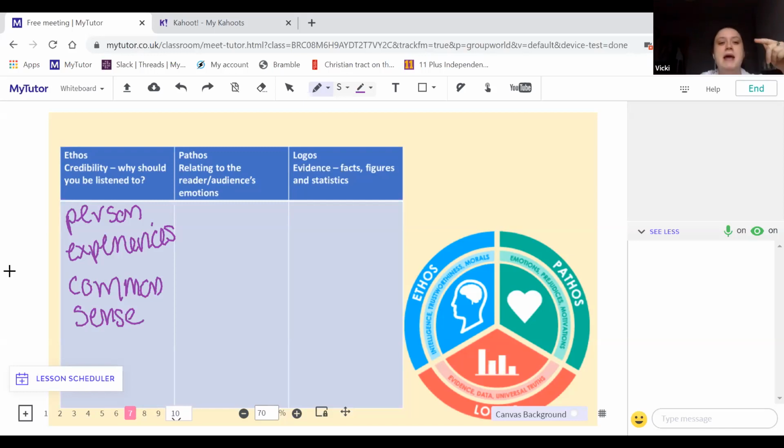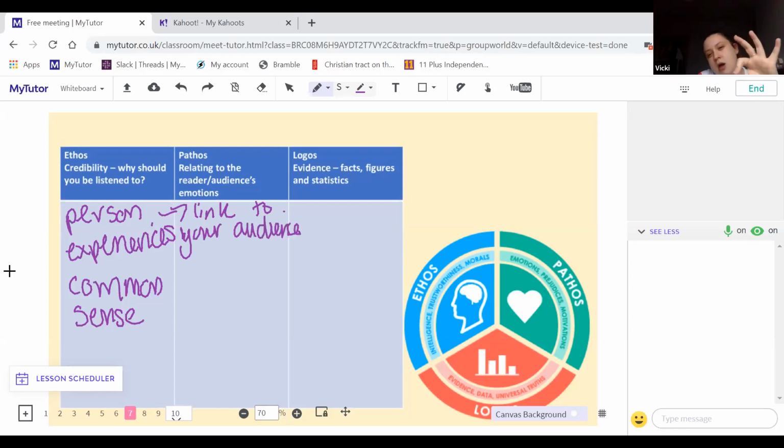Pathos. So this is appealing to emotions. With the ethos, this is the one I haven't quite worked out how to remember. But pathos is all about emotions. So if you think of pathos as empathy or sympathy, both of those are relating to somebody's emotions. So what you can do is link personal experiences to your audience, which is what I'm going to do in mine.